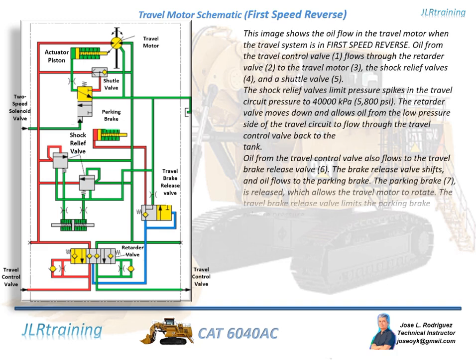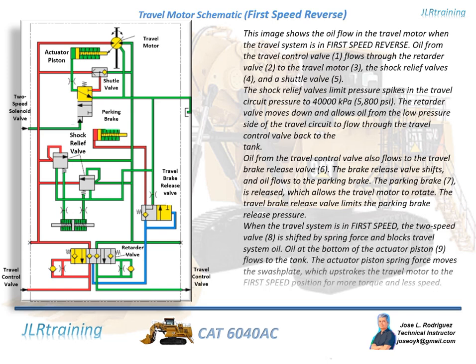speed reverse. Oil from the travel control valve, 1, flows through the retarder valve, 2, to the travel motor, 3, the shock relief valves, 4, and a shuttle valve, 5. The shock relief valves limit pressure spikes in the travel circuit pressure to 40,000 kilopascals, 5,800 psi. The retarder valve moves down and allows oil from the low pressure side of the travel circuit to flow through the travel control valve back to the tank.